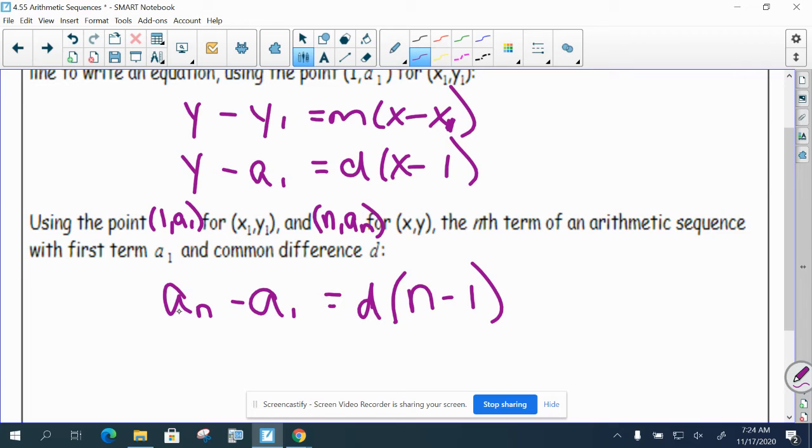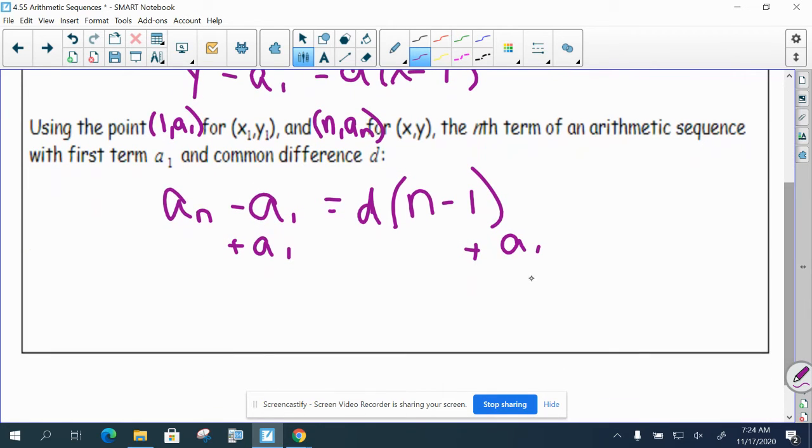Okay, and then we're going to solve for a sub n by adding the a sub 1 over. So then the final equation, you're going to put the a sub 1 first: a sub n equals a sub 1 plus d times n minus 1.